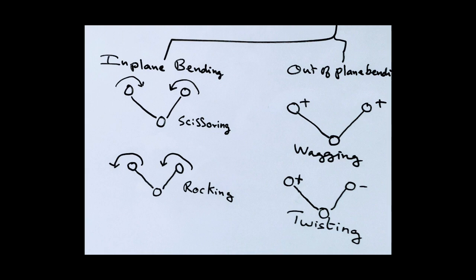The in-plane bending is of two types. That is, both the groups are getting in. It is just like the action of a scissors. If you move the scissors handle, then what happens? The other ends, both the ends, are coming in and going out. So this action is called scissoring. And such a bending vibration is called scissoring in-plane bending vibration.